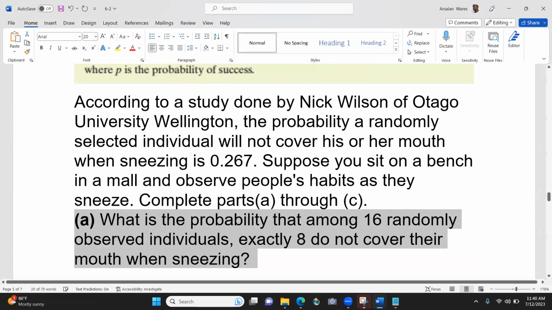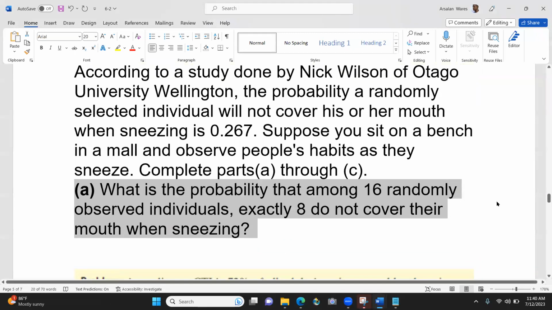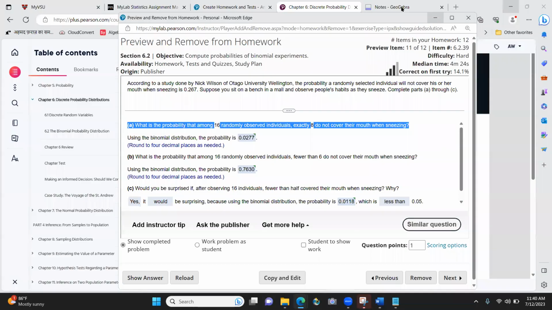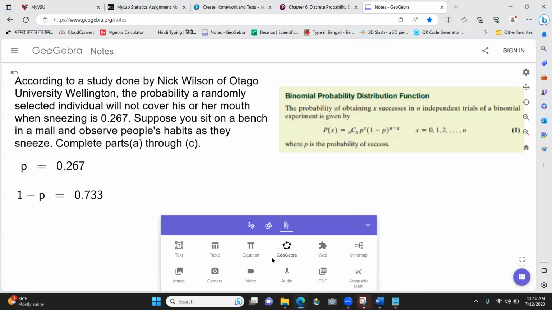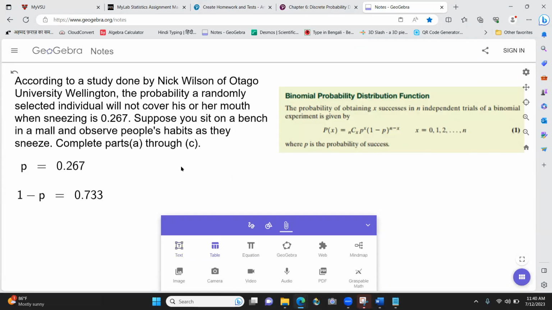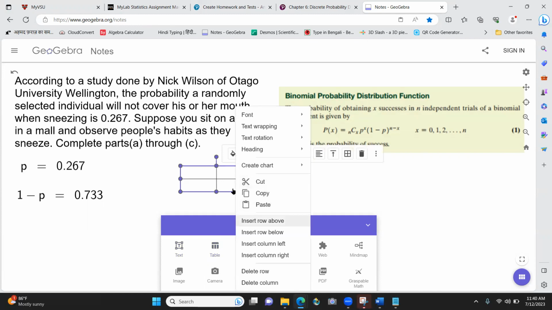All right. So what it says is the probability that among 16 randomly selected individuals, you're in the mall and you're watching people, exactly 8 of them do not cover. So you have 16 people. You have 16 slots. And I'm going to do the slots like this. It takes a little bit of time.